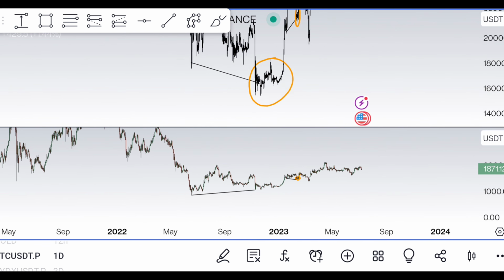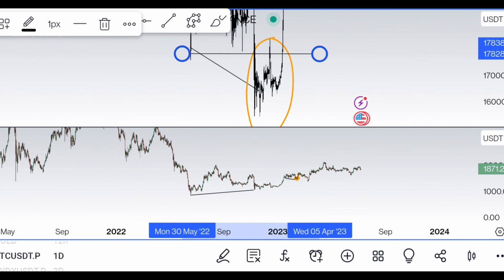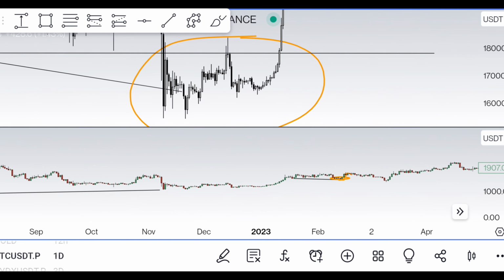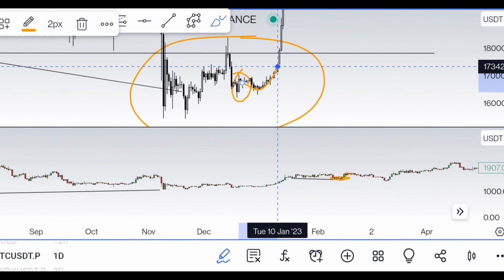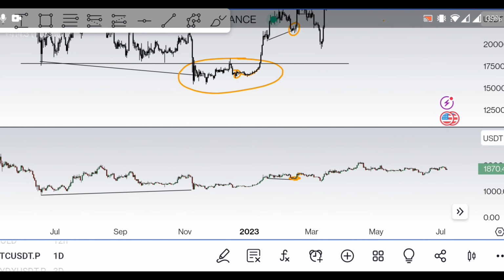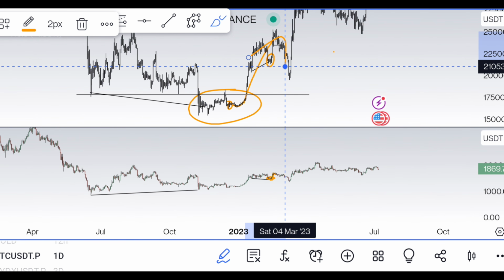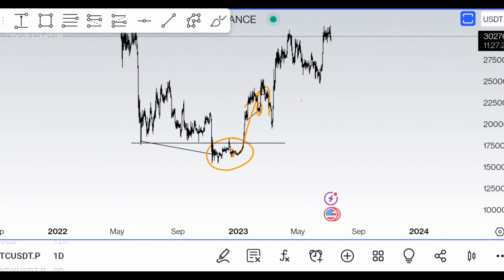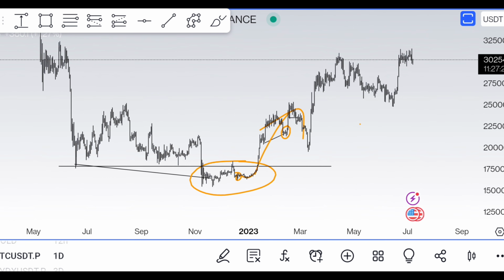Let me show you. This was the support line, and the support line is broken. Now you have to look for an order block. This is your order block: the down closing candle, and then the next candle closed above it, came down, and went straight up. So this is how it works. This is another example of Bitcoin and Ethereum. You can backtest this strategy, and if you have any questions, you can ask me.